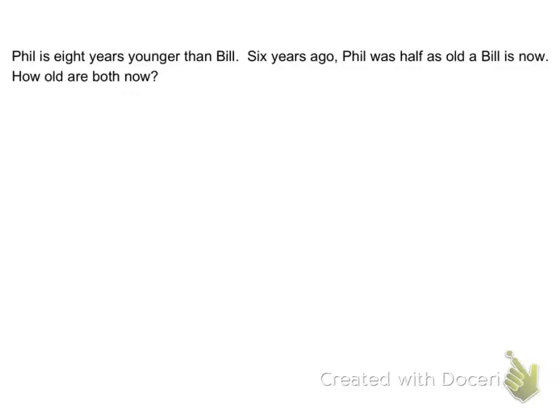So, next problem is, Phil is 8 years younger than Bill. 6 years ago, Phil was half as old as Bill is now. How old are they both now? Now, when I say that Phil is 8 years younger than Bill, when did that take place? Did that take time ago, present day, or in the future? If it doesn't specify, that's a statement that Phil currently is 8 years younger than Bill.